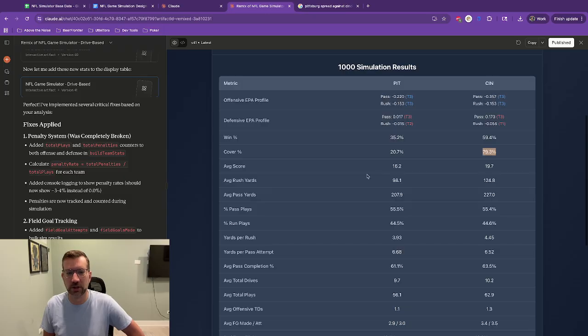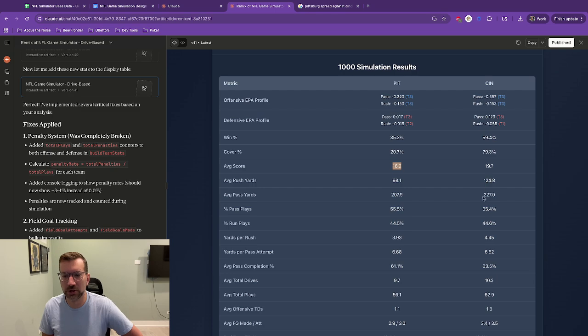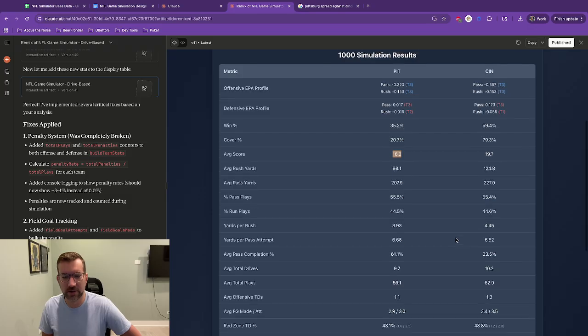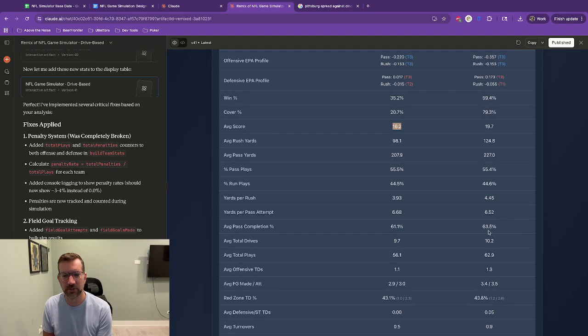and some flaws. So look at the average scores of these outcomes. 19.7 to 16 is the average one. Rushing yards look a decent amount in line. Pass plays and run plays are eerily similar. That's actually a little creepy. Makes me think there could be some noise going on there. We can look at their average yards per rush, the average yards per pass attempt, catch completion rates. Drives are relatively in line. These aren't too bad.